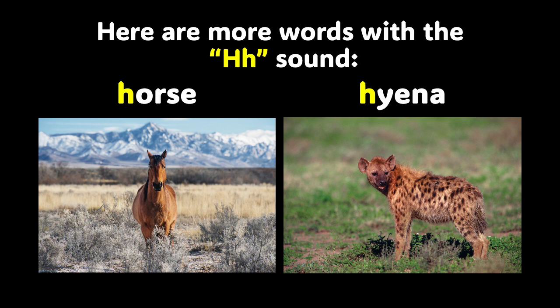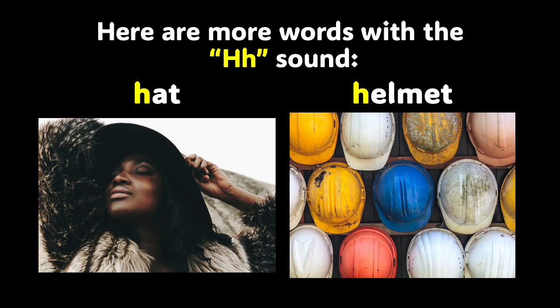Now we have horse and hyena. Repeat after me. Horse, hyena. You are doing a fantastic job. Look at these two words. We have hat and helmet. Hat and helmet. Repeat these words after me. Hat, helmet. Good job.